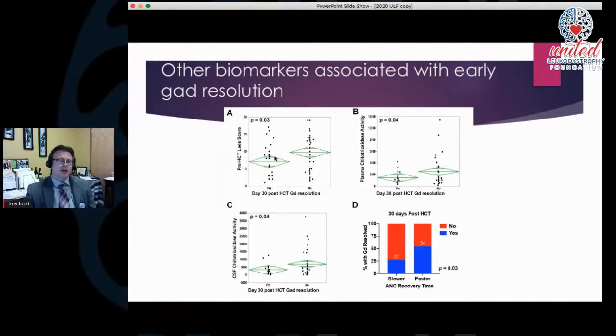And so the lower the MRI score, the more likely you had gadolinium go away by day 30, and the higher the score, the less likely it was. And again, the score doesn't actually take gadolinium into context. It's just the amount of demyelination that's occurring. So this was interesting, and it was significant with a p-value of 0.03.